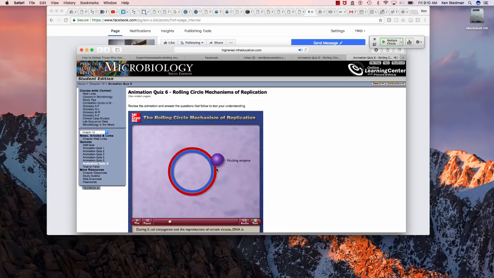So you have a nicking enzyme, and what do nicking enzymes do? They just cut one strand of your DNA, generating a 3'OH. What do 3'OHs do? They serve as a primer for your replication. And so replication is happening here, and then helicase activity is separating this second strand.